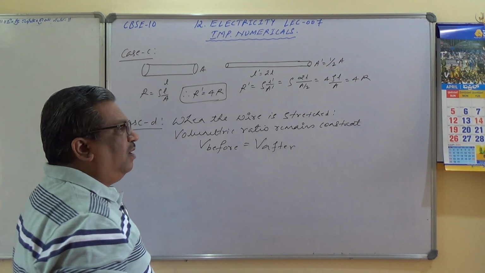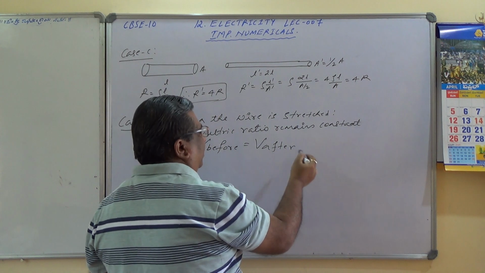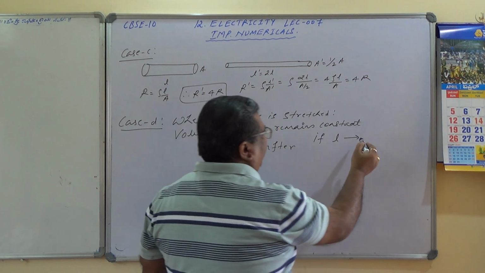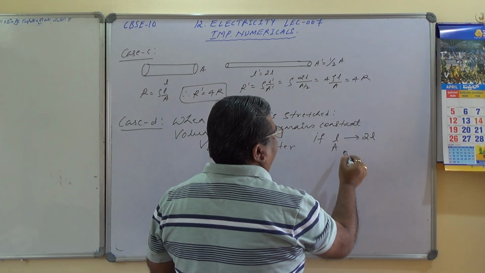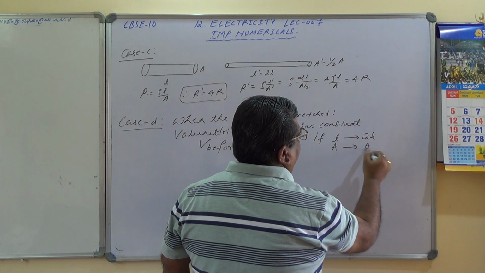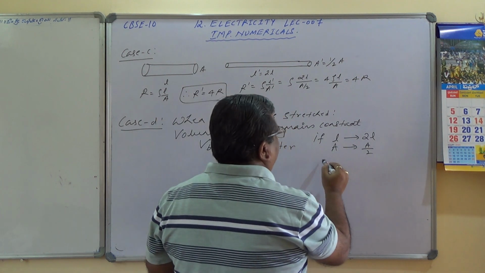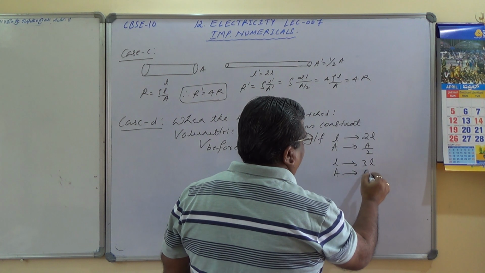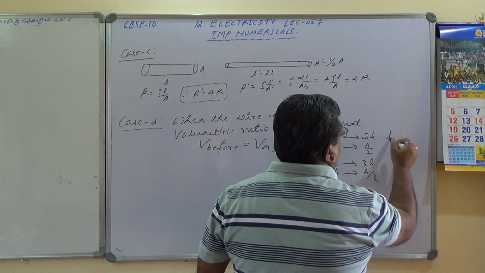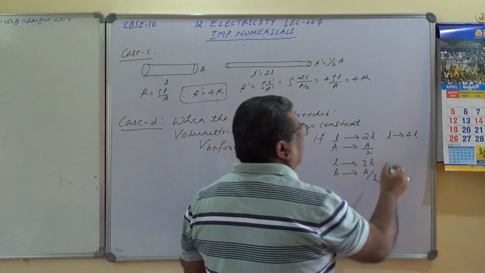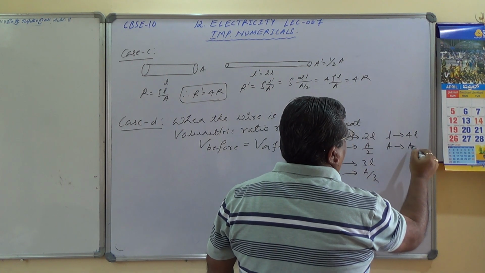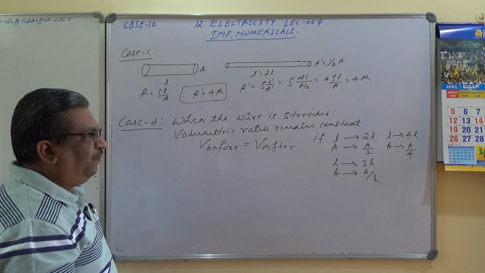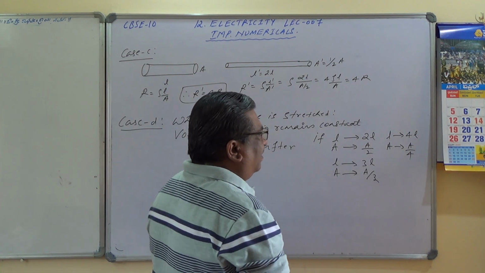As volume remains the same, what is going to happen here is, if L is stretched to twice its length, then the cross section area decreases to A by 2. If the length is increased to 3 times, then the cross section area decreases to A by 3. If length increases to 4 times the original length, then the cross section area decreases to 1/4 of the original area. So this is how the proportionality holds good, meaning the volumetric ratio remains constant.